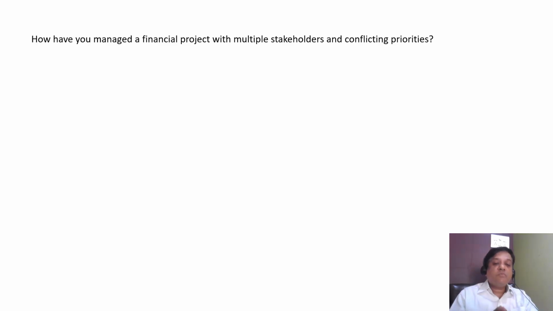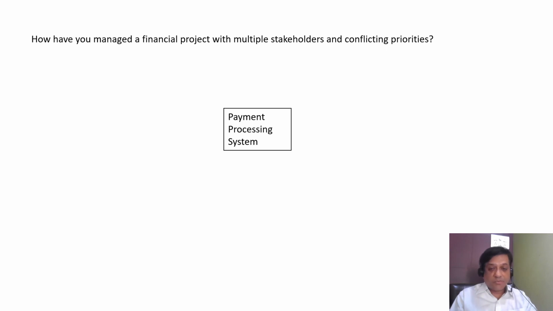Then we move to the second question. How have you managed a financial project with multiple stakeholders and conflicting priorities? In many projects as a business analyst, we face this: there are multiple stakeholders and they have their own conflicting priorities. There was one financial project I was working on, a payment processing system. And in this, there were multiple stakeholders.